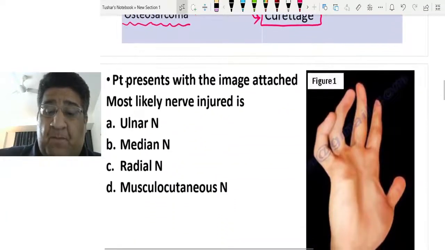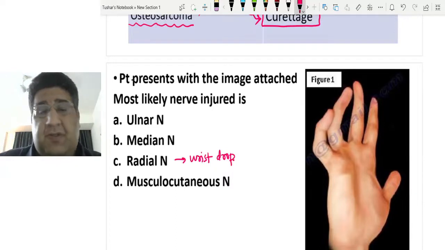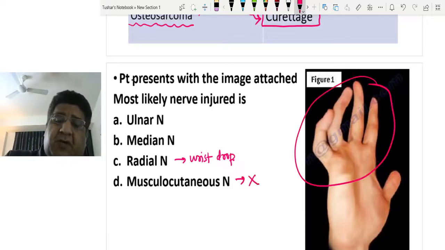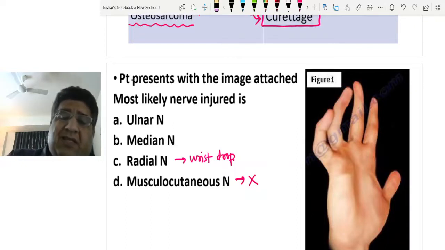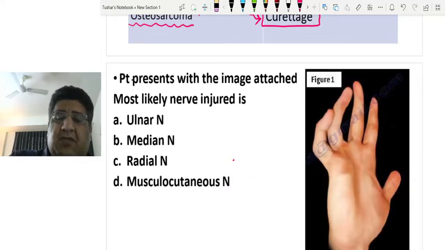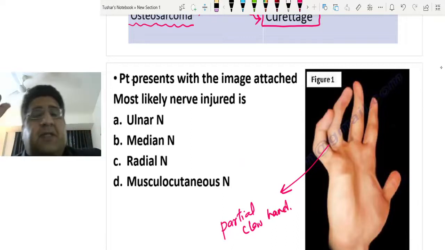Third question. Now, radial nerve, everybody knows, has to do something with the wrist, producing wrist drop. Can you see any wrist drop here? I don't see. Musculocutaneous nerve supplies biceps, brachialis and coracobrachialis. Musculocutaneous does not even come close to the hand, so it cannot be the answer. Now, the answer is either ulnar or median. Now we know that these 3.5 fingers are supplied by ulnar, and this 1.5 is supplied by median. Now if you see, this is clearly an image of a partial claw hand. There is no confusion at all about it. This is a clear-cut image of a partial claw hand.